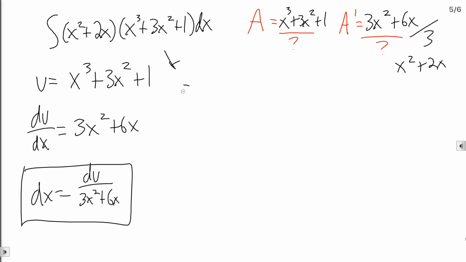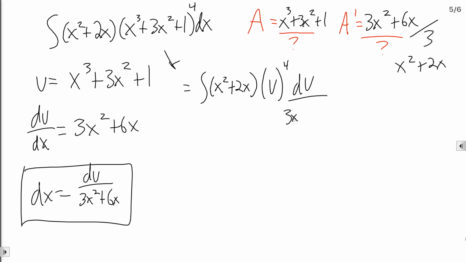All right, time to rewrite our integral. So this becomes the integral of x squared plus 2x times u. And I feel like I'm missing an exponent here. Yeah, this should be to the fourth. I apologize, for the moment it didn't really show up in any of our work, but there should have been a to the fourth here. And now we got du over 3x squared plus 6x. Now if we look at these expressions, like I said earlier, 3x squared plus 6x is a multiple of this. This little term down here is really just 3 times x squared plus 2x.